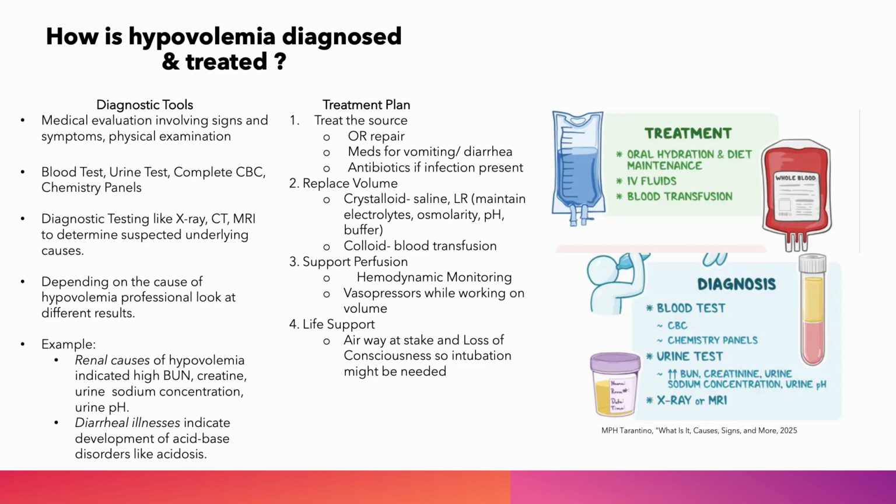We support perfusion, right? So that's number 3. Vasopressors are good while working on the volume, and then we have hemodynamic monitoring, right? So making sure you're looking at the red blood cell panels and making sure that that's back to homeostasis. And then in some cases, we do have life support measures in which someone has to be intubated, and this is a way to protect the airway.